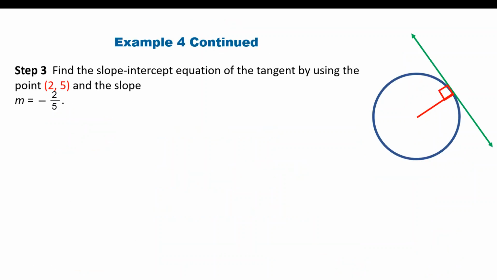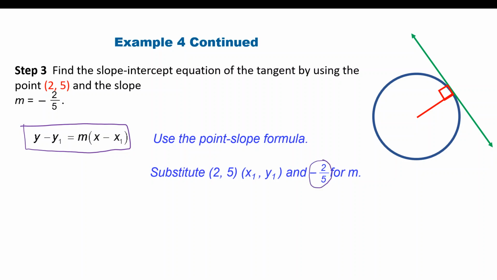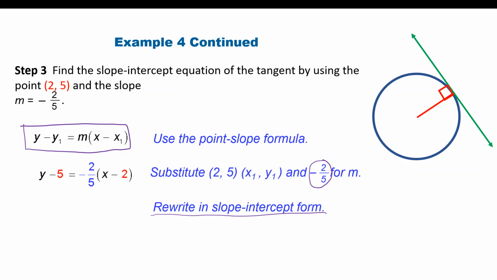All right, so now that we know that information, we're going on to step 3. We have to find the slope-intercept equation of the tangent by using the point and the slope. Fortunately, we have a really easy equation, the point-slope formula, and it's just right here. This is a really great formula to have memorized. We substitute 2 and 5 into our x and y, and then use our new slope of negative 2 over 5. Substituting that all in, we can rewrite it into slope-intercept form by adding 5 to both sides and distributing. When we finally do, we get y equals negative 2 over 5 x plus 29 over 5.